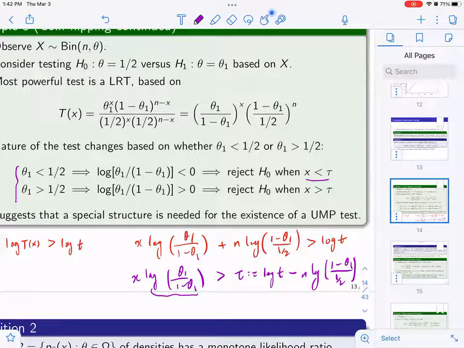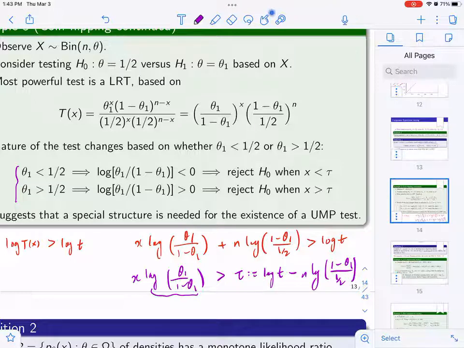S less than negative tau, which I'm calling tau again. And then if theta is bigger than 1/2, this is going to be positive. I'm going to reject when it's bigger than tau. So tau is not the same in quantity, but just some threshold. Again, this is reasonable, right? If I'm testing 1/2, when theta 1 is bigger than 1/2, I want to reject when things are big. When theta is less than 1/2, I want to reject when things are small.